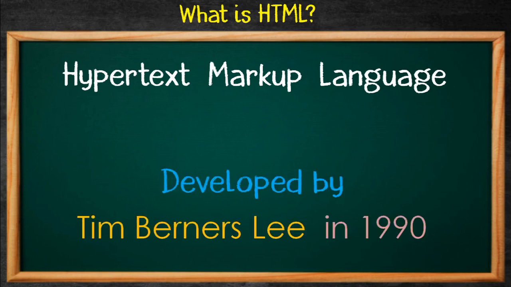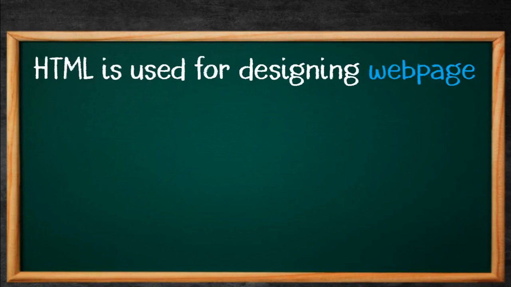HTML was developed by Tim Berners-Lee in 1990. Now, what is the use of HTML? HTML is used for designing web pages. It's very interesting, right? We can design web pages with the help of HTML.